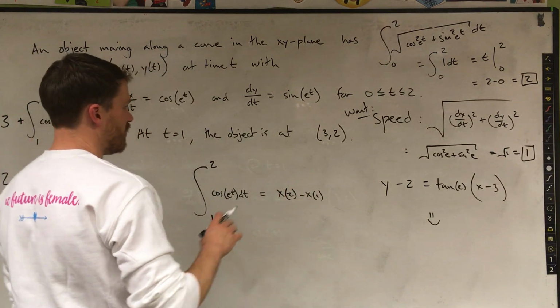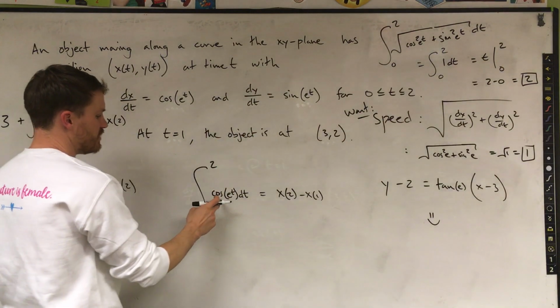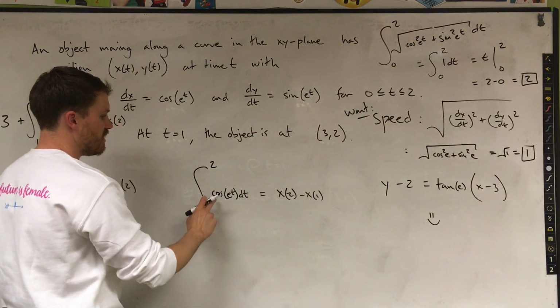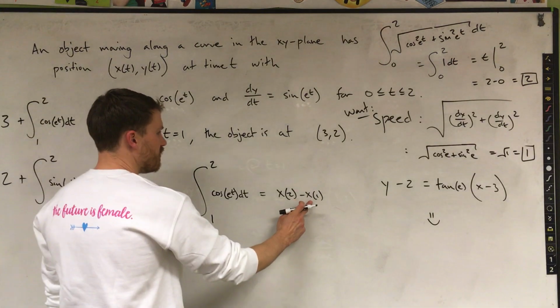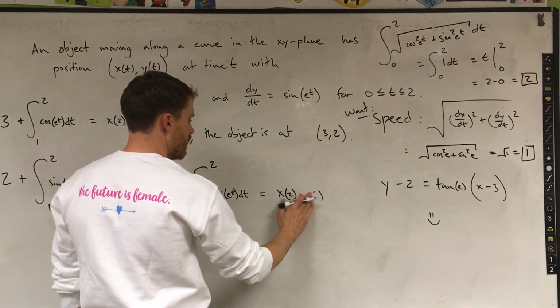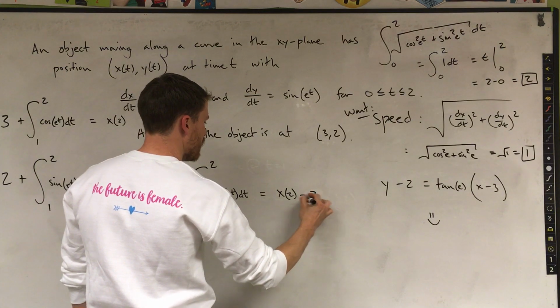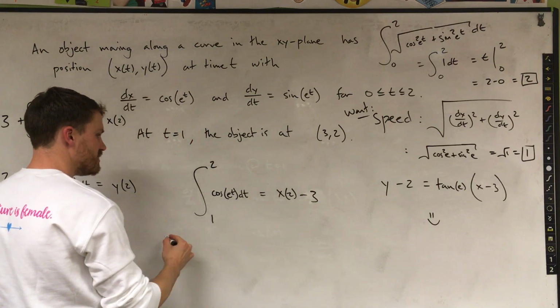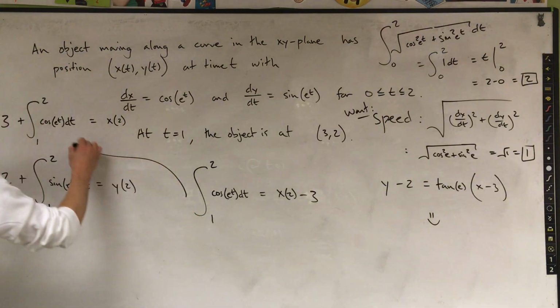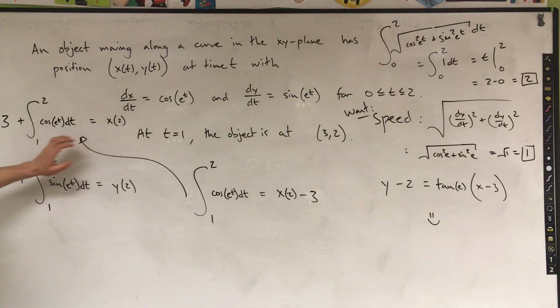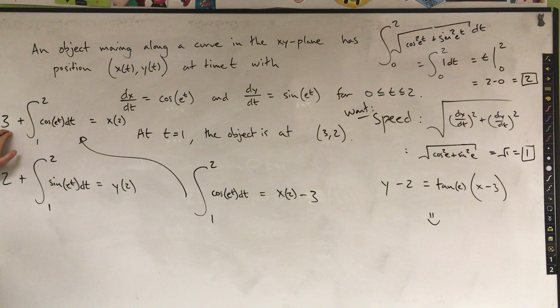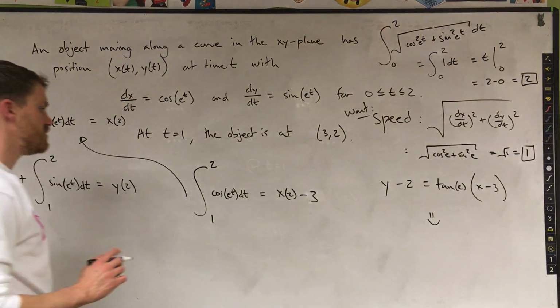Similarly, for vertical, I would just plug in my vertical velocity here, and I would get y of 2 minus y of 1. But then I know what x of 1 is. It's 3. So I can replace x of 1 with 3. And if I add it to the other side, I get that equation right there. That my final position, x of 2, is simply equal to my initial position plus my change in position. So that gives me those two equations.